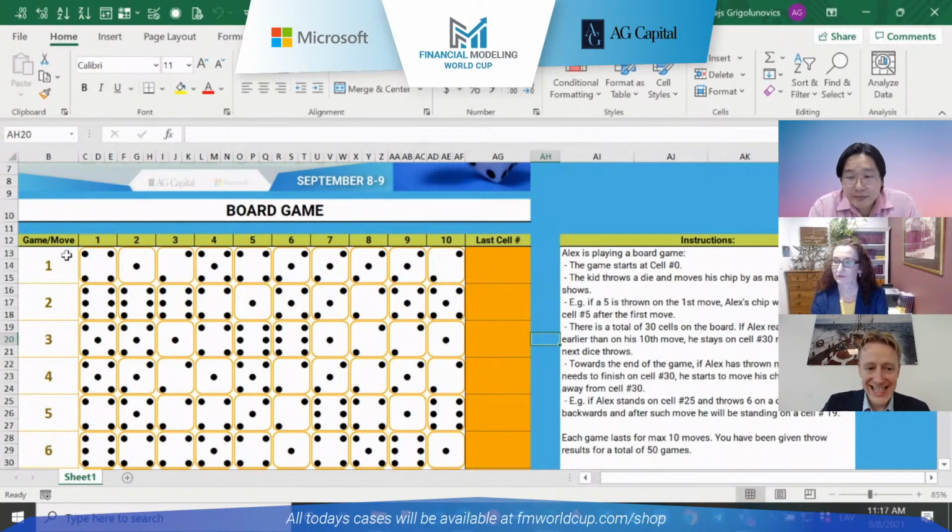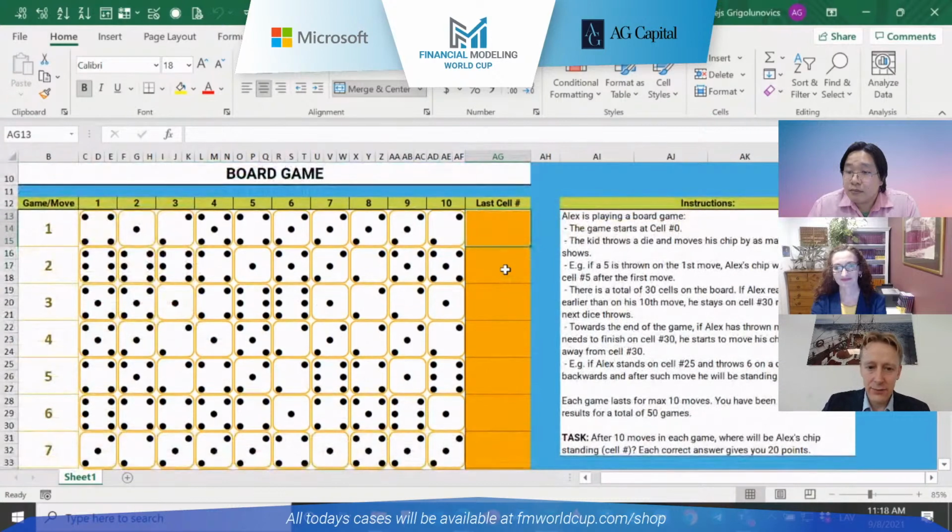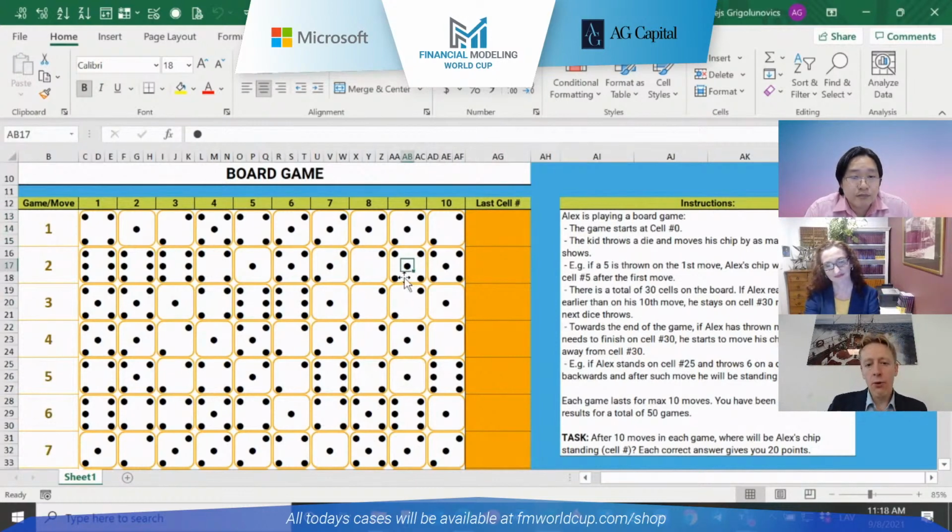So he rolls a die 10 times, and he moves as many cells as there are on the die. He starts at cell 0, he throws a 4, then he's on cell number 4. Then he throws a 1, he's on cell number 5. So nothing too difficult, except for the last part of the game. Typically, if you reach the end, that's the end, and you stay on cell number 30. But in this particular game, imagine you're standing on cell number 26 and you throw a 5. So you have more movement available than you need to finish the game.